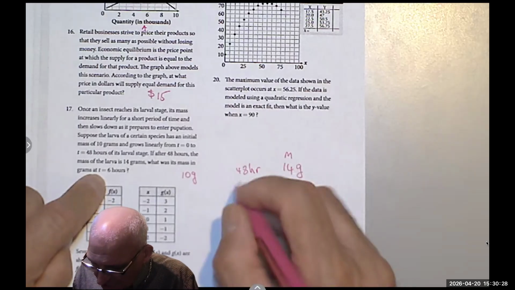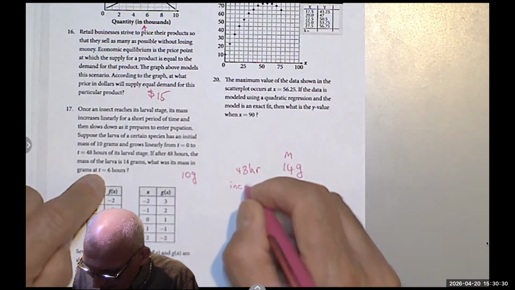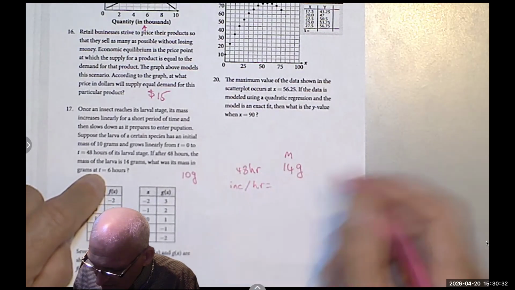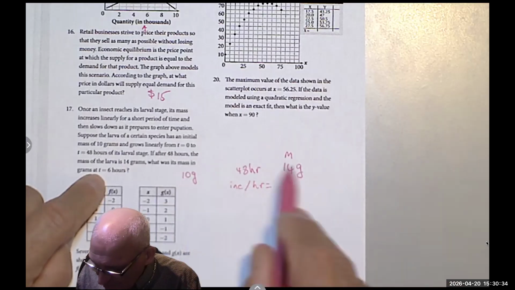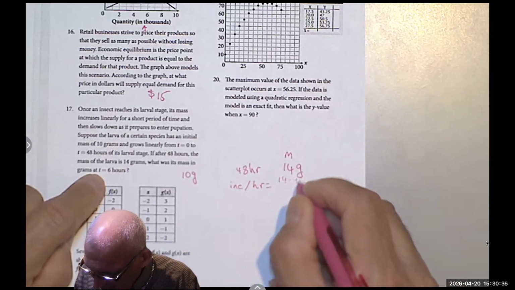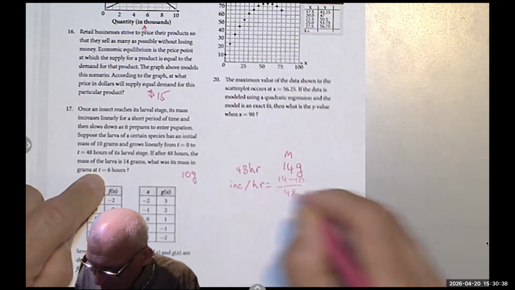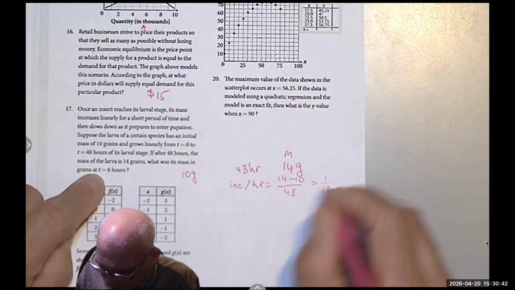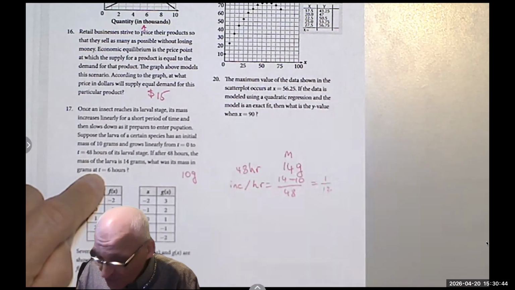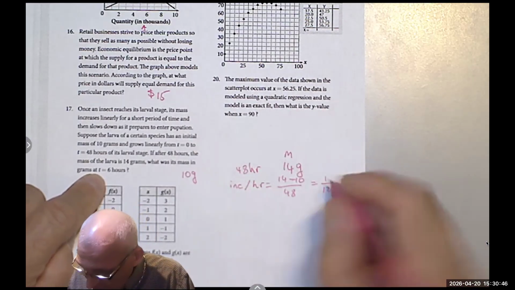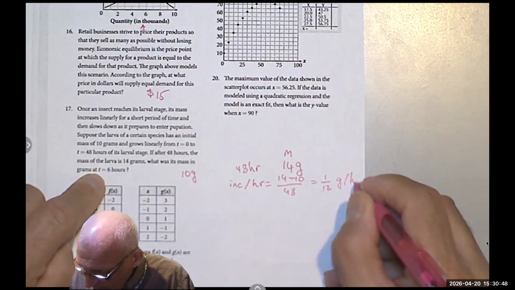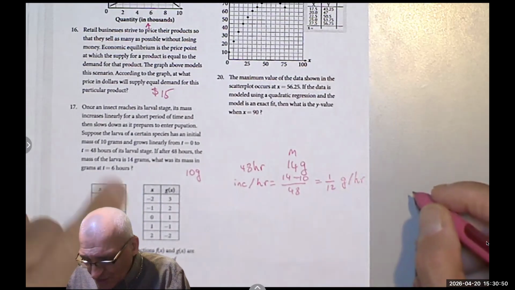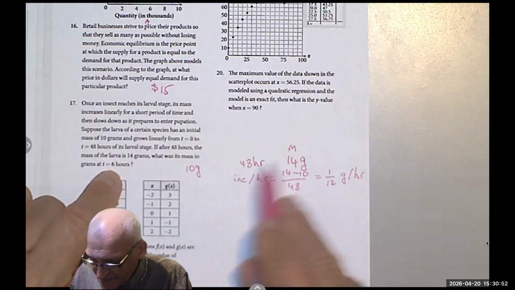So you can do it many ways. You can say increase per hour, increment per hour equals, it went from 10 to 14, so 14 minus 10 in 48 hours. So 4 over 48 is 1 over 12 gram per hour.